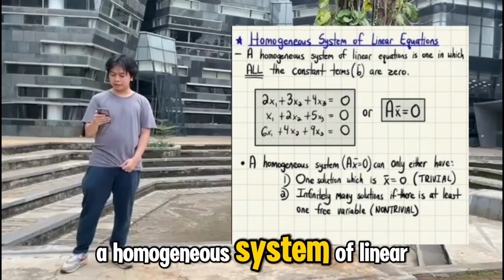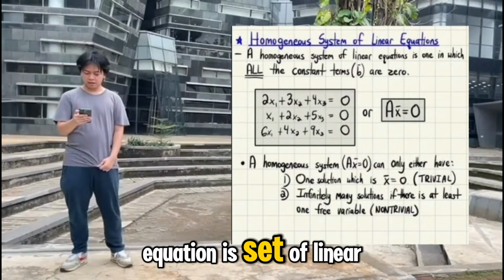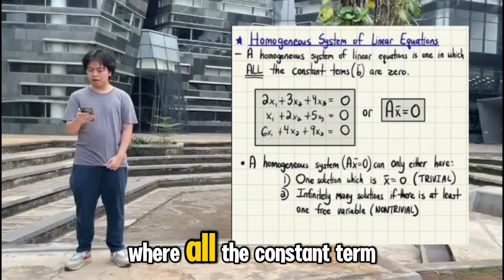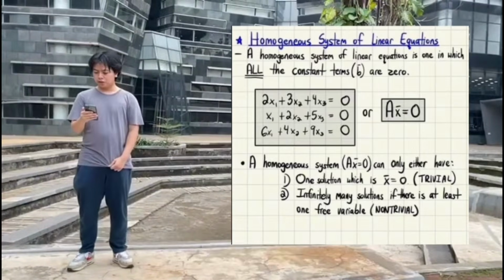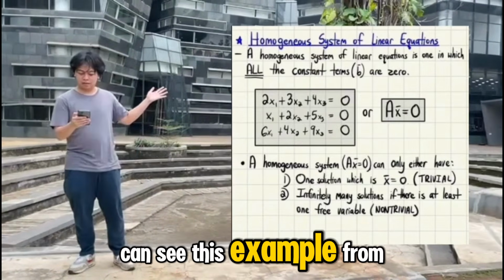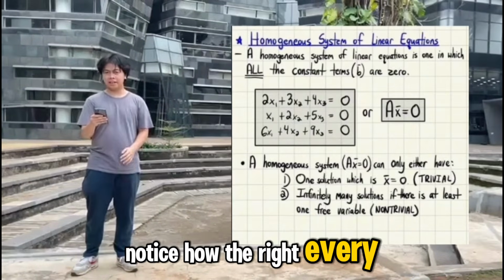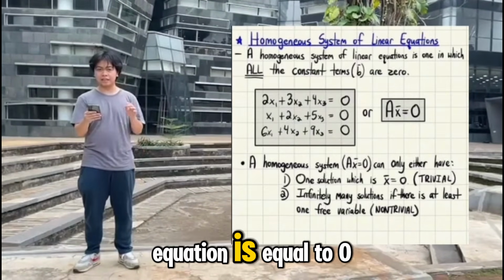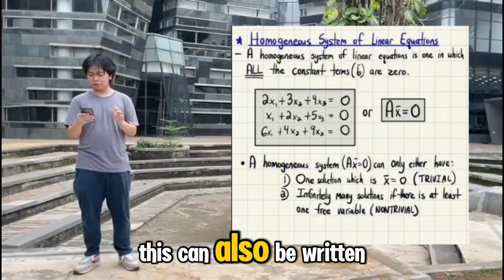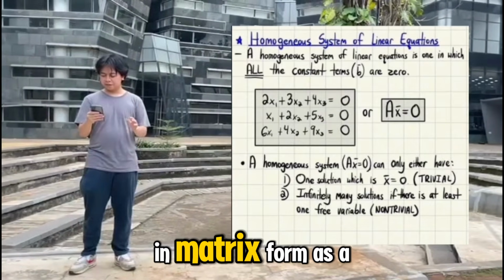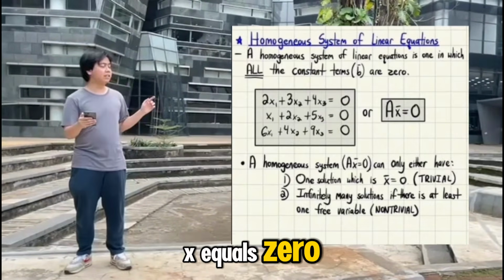Hello everyone, today I'm going to explain the homogeneous system of linear equations. A homogeneous system of linear equations is a set of linear equations where all constant terms are zero. You can see this example in the image right here. Notice how the right side of every equation is equal to 0. This can also be written in matrix form as AX equals 0.